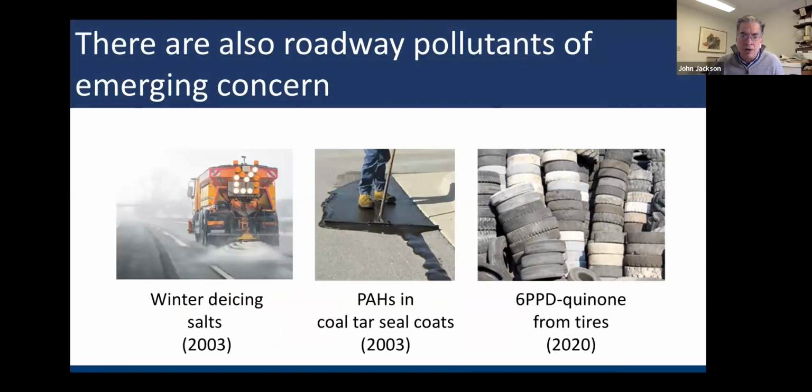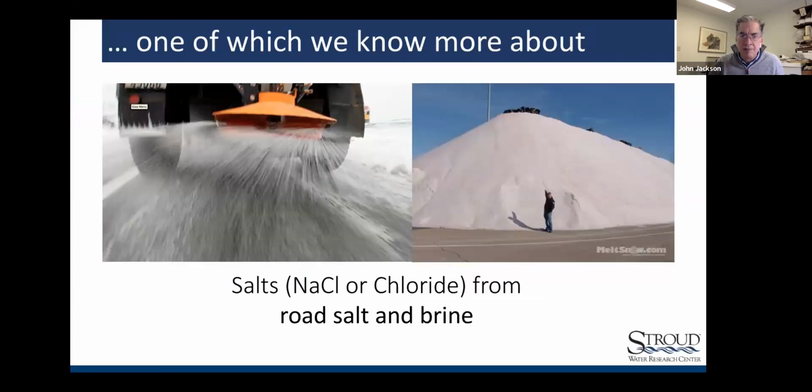It was discovered in Washington, and you can see the first paper was 2020. Since then, they found additional data that says this stuff, which comes out of the tire, is really toxic to salmonids. But the one we know more about than any of these is really road salt. And that's because we measure how much we apply, and we measure its impact in the waterways through our conductivity meters out there.